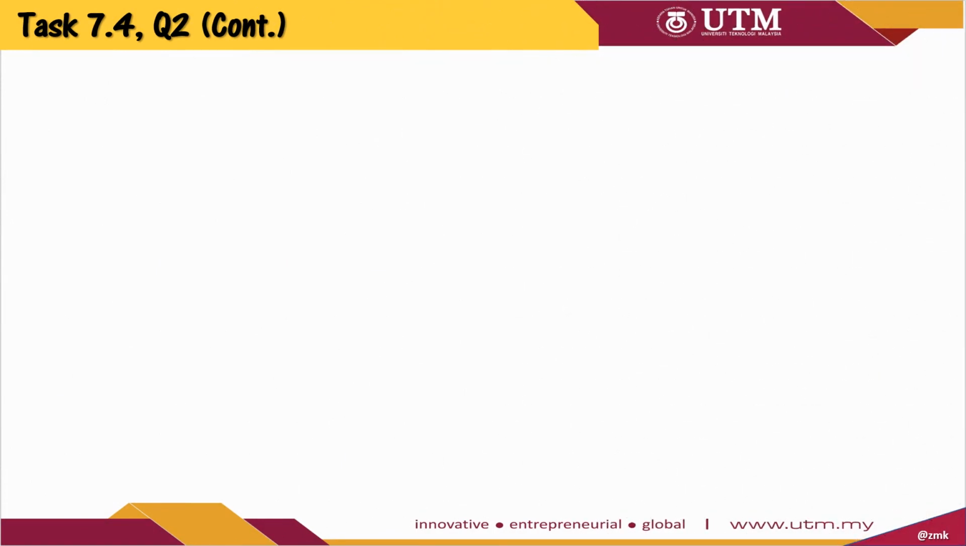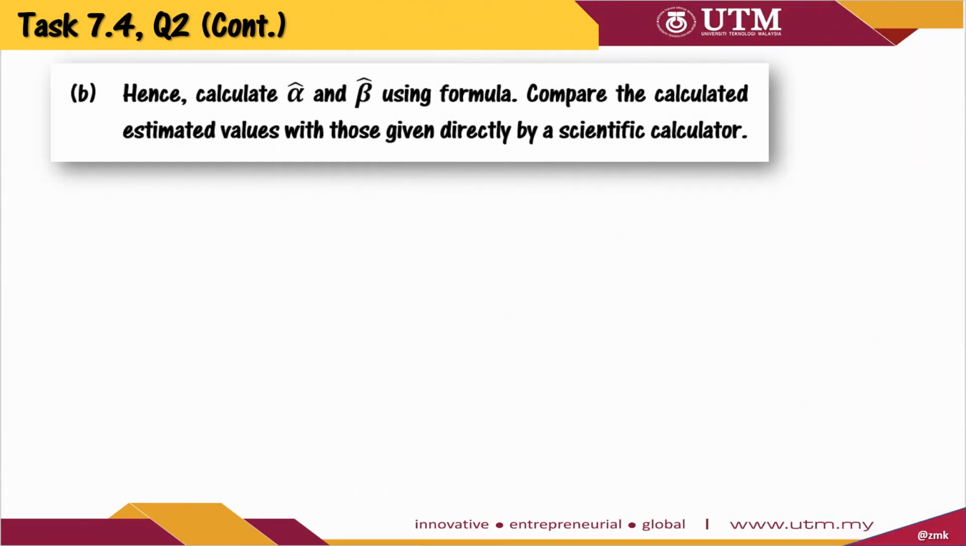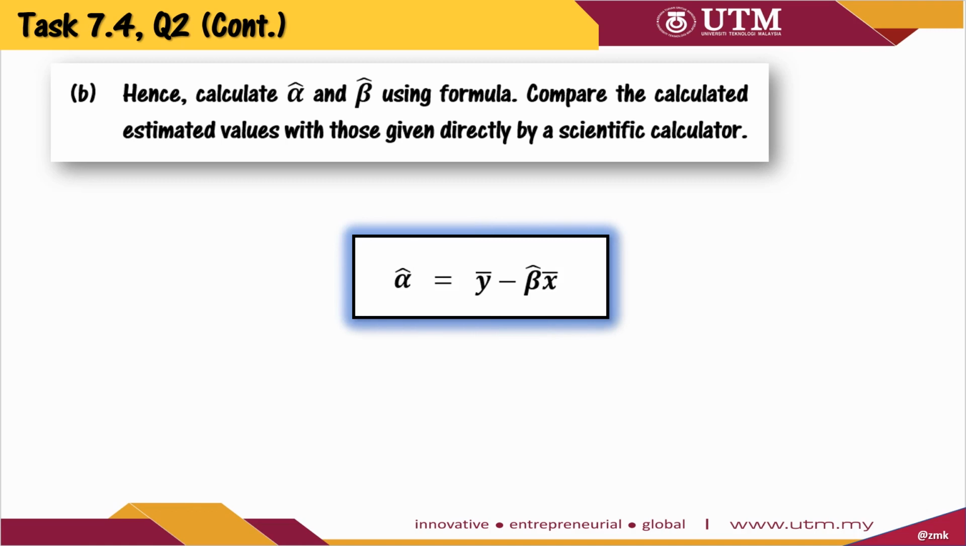To answer part B of this task question, you need to show the calculation using the formula to obtain the estimates of alpha and beta before you can compare with the values provided directly by your calculator. Here, by formula, the estimate of alpha is given by the mean for y, which is y bar, minus the estimate of beta, which is beta hat, times the mean for x, which is x bar.